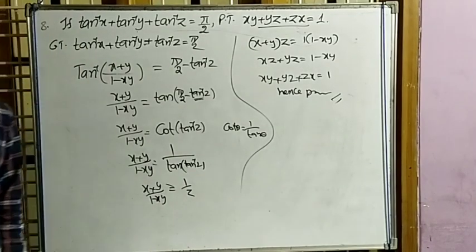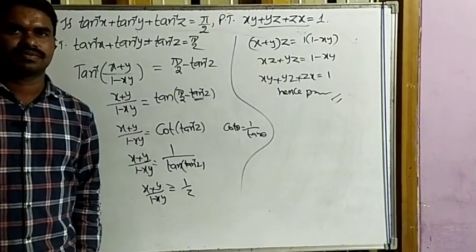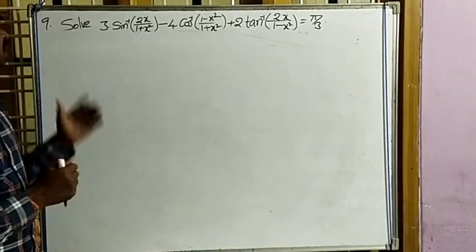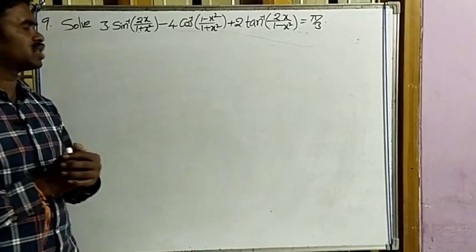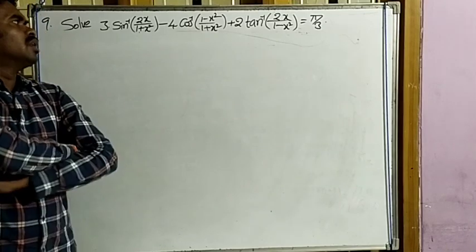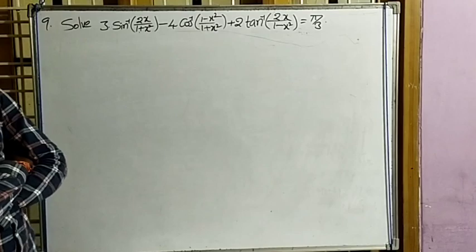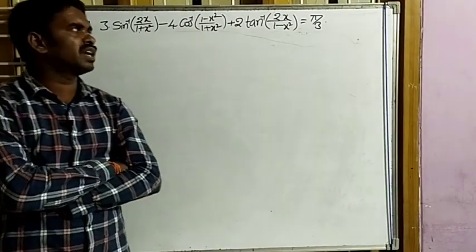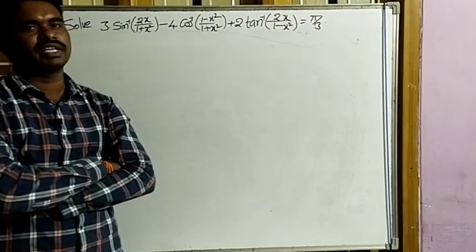So very simple. Now let us take the 9th question. Yes, 9th problem. Solve 3 sin inverse of 2x by (1 plus x square), minus 4 cos inverse of (1 minus x square) by (1 plus x square), plus 2 tan inverse of 2x by (1 minus x square), is equal to pi by 3.